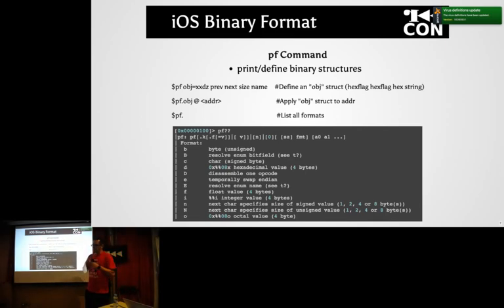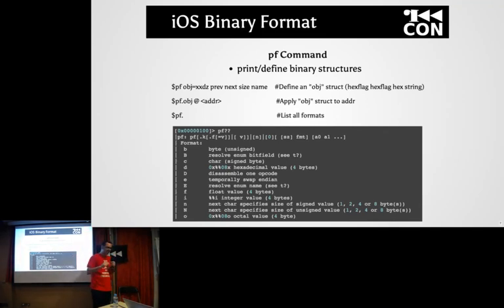Mainly, we are going to use a command in radare2 called pf, which is used to print or define structures. The syntax is quite easy. To apply a structure that already exists, just write pf dot, the name of the structure, and the address where that structure has to be. But maybe we want to print a structure that we don't have, so we have to define it.